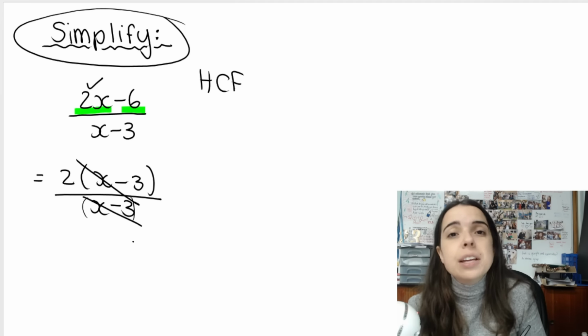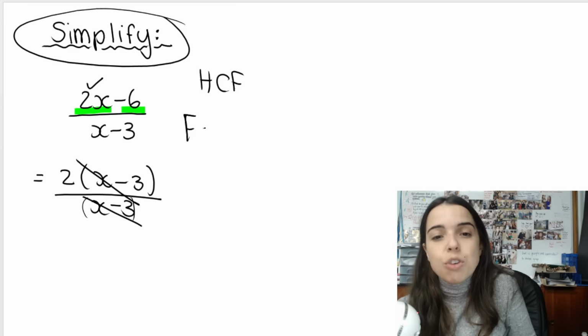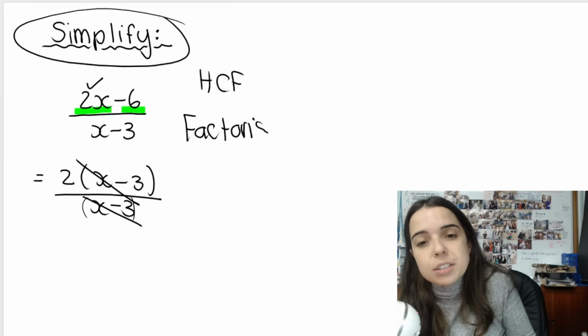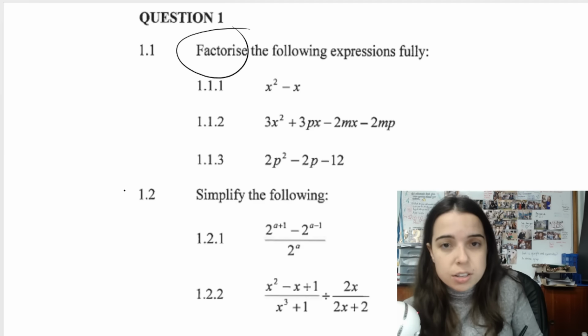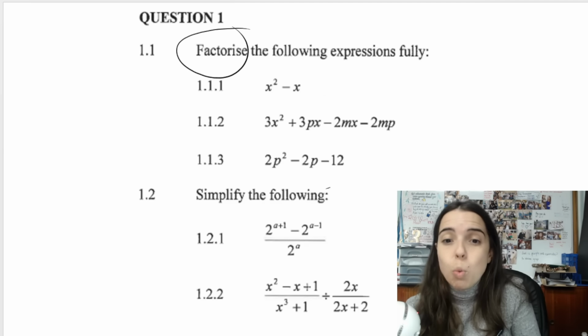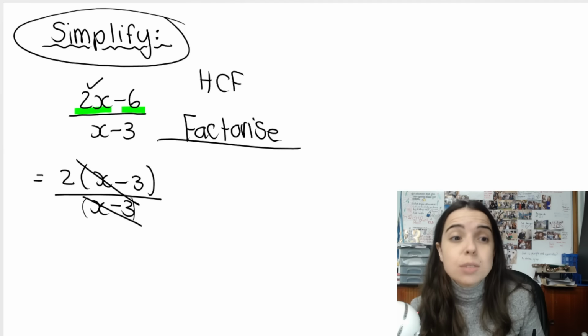So please, grade 10s, this is so important. If there's multiple terms, you have to factorize first. So factorizing is very important. Factorizing won't only pop up when the question says factorize. Factorizing can pop up when we simplify as well, which is exactly the case in the next 2 questions.